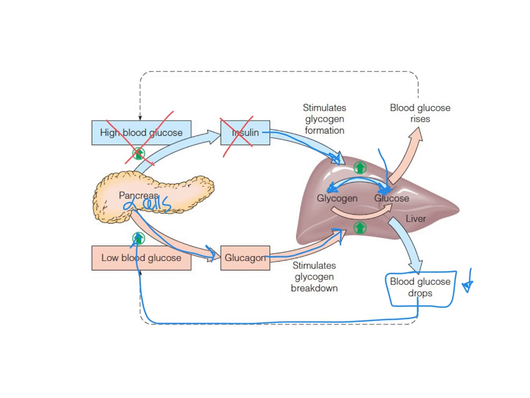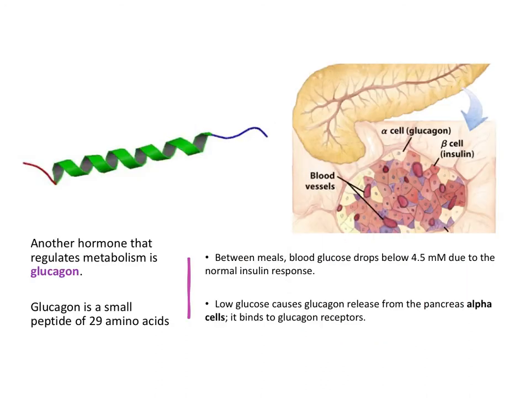And the glucagon signal, which is in response to low blood glucose, is going to say, hey body, we need some more sugar. So time to break down glycogen into glucose and release it so that our blood glucose will rise. And this pathway where glucagon is the hormone uses the third type of receptor, the G protein linked receptor. All right, here we go.